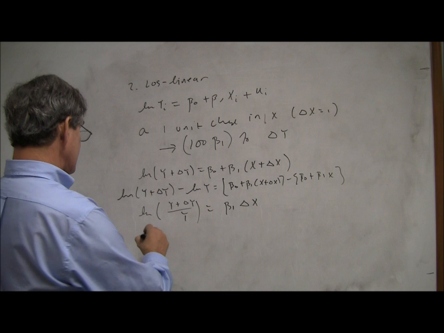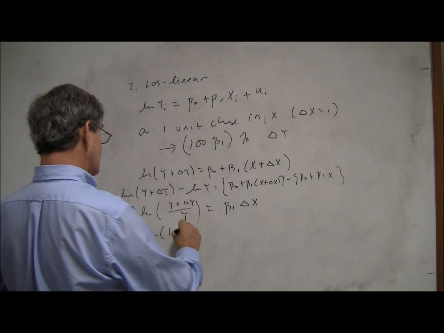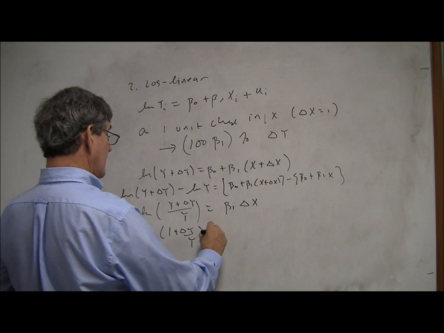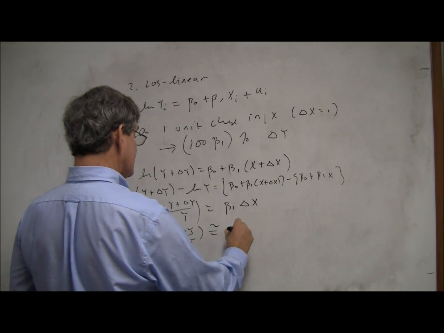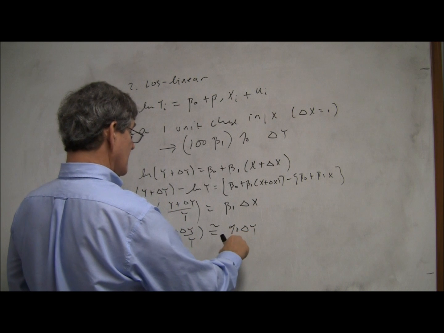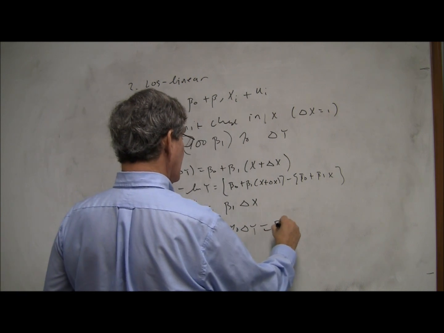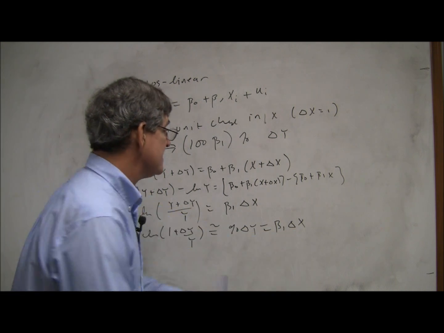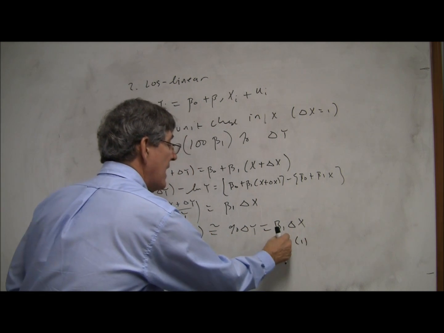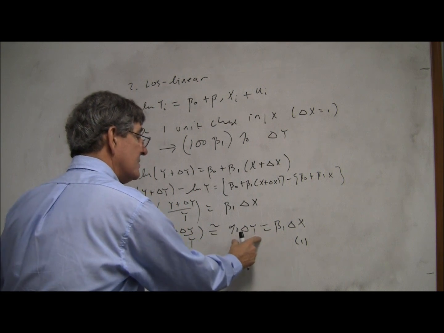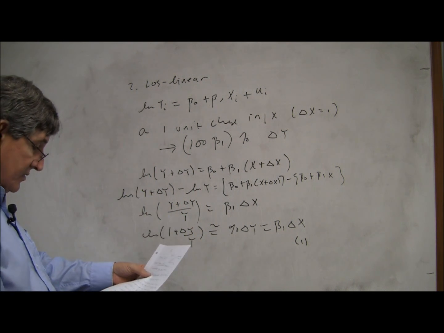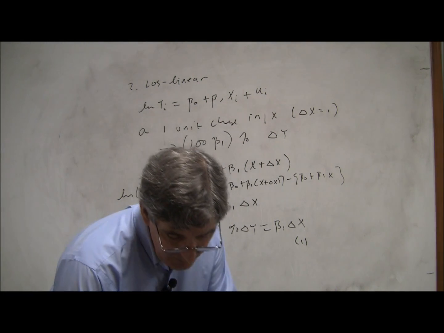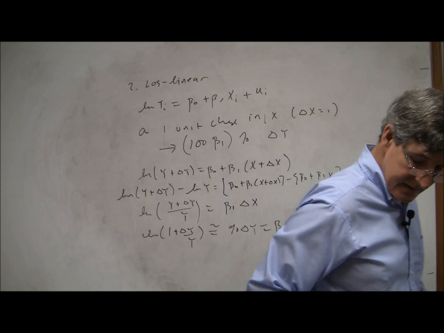This is, again, the log of 1 plus delta y over y. That's approximately equal to the percentage change in y. So the percentage change in y is just beta 1 delta x. So what beta 1 gives you is the percentage change in y for a unit change in x. So beta 1 is the percentage change in y for a unit change in x.